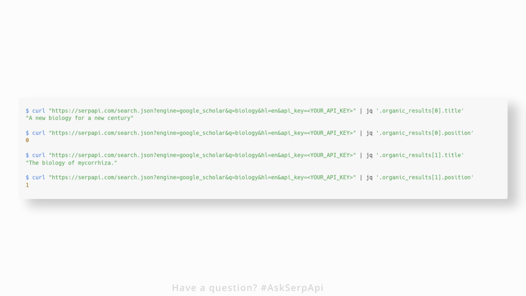Accessing data is fairly easy. Firstly, we need to access the organic results array, then access the first result, which is represented by a digit value inside the square brackets. 0 means first result, 1 means second result, and so on. And finally, we access title or position, or whatever you want to access.